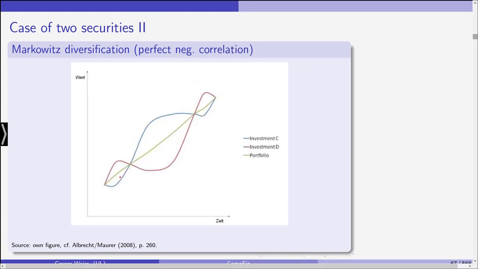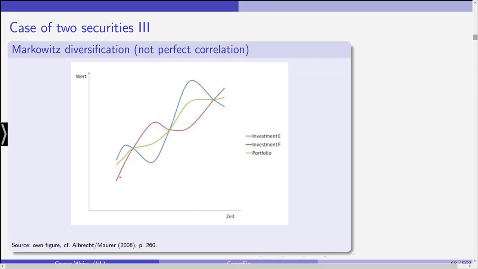Let's see what happens with the perfect negative correlation. Actually, if stock C, this blue line, goes down at the start, stock D goes up, and these ups and downs will cancel each other out. And yes, you can see we get a pretty good and pretty smooth line with our portfolio, where you can see that we are reducing the variability and thus the volatility of the returns over time.